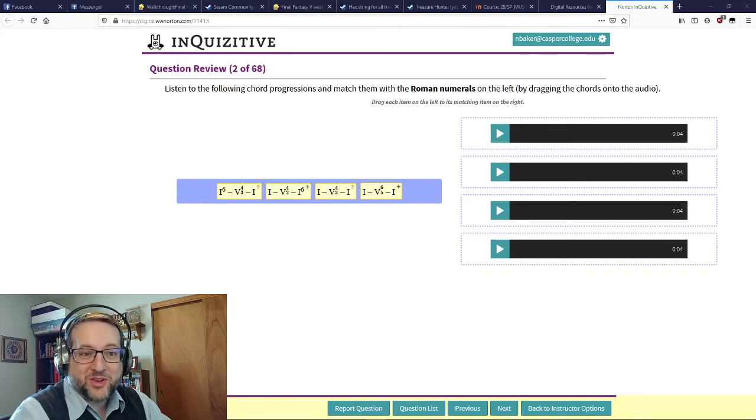All right, I've got the InQuizitive open. We're ready to go. So let's take a look at this here. One of the possible questions is identify these different chord progressions matched with the Roman numerals. And now you look at this and you're like, ah, they're all some type of 1-5-1. No, stop. You're going to be able to hear these very differently.